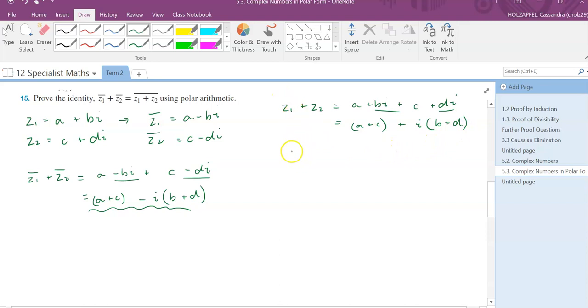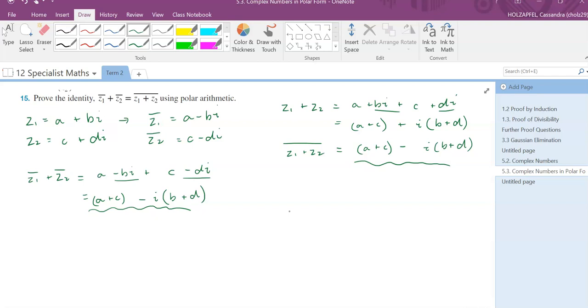Okay, and so now the conjugate of that particular function is going to be, all I'm going to do is just change this symbol in the middle here to get A plus C minus I, B plus D. And as you can see, my left-hand side of my equation is equal to my right-hand side of the equation, and therefore the identity, the conjugate of Z1 plus the conjugate of Z2 is equal to the conjugate of the sum of those complex numbers. Gosh, that was a mouthful. Actually not a super tricky question, but because it's more theoretical or more abstract, it's a lot harder, I think, for people to get as opposed to something that's more concrete or more measurable.